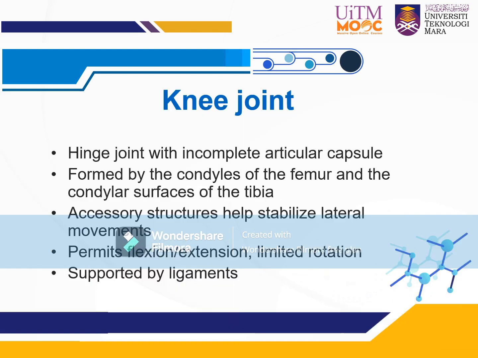The knee joint is a hinge joint with an incomplete articular capsule. It is formed by the condyle of the femur and the condylar surface of the tibia. This joint not only helps stabilize lateral movement, but also allows flexion, extension, limited rotation and is supported by ligaments.